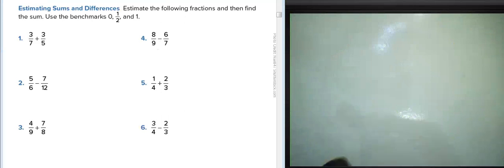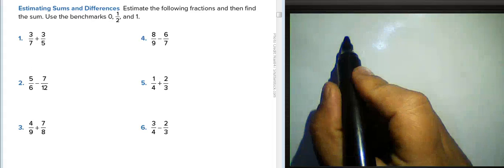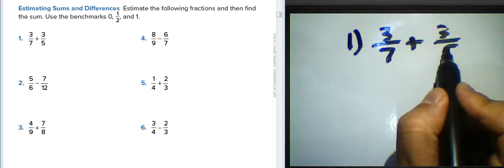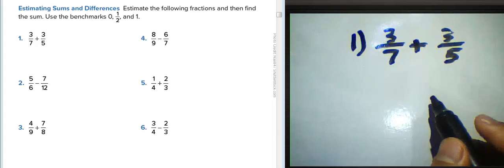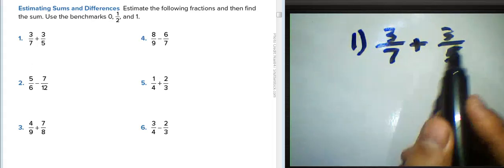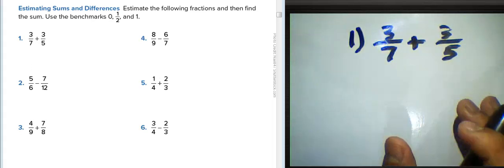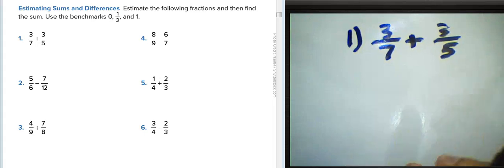Question number 1 here, estimating sum and difference. Okay, look with me at 3 over 7 plus 3 over 5. We can estimate the sum and difference between two fractions. Ask yourself, what about the difference between them, or what about the result if you add them by estimating? We must use the benchmarks 0, half, and 1.